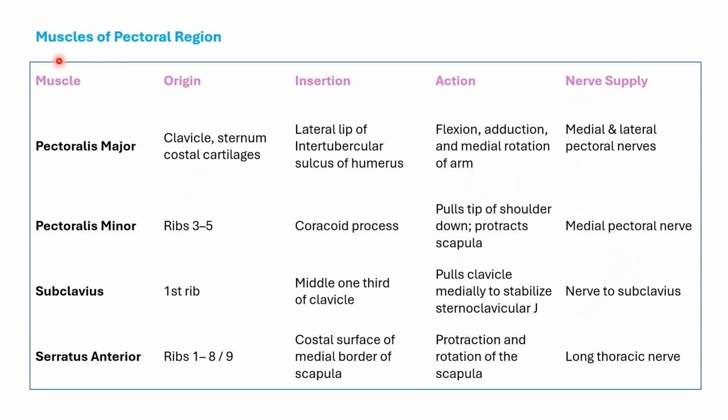Okay. Now we expand the muscles of the pectoral region. There are 4 muscles: pectoralis major, pectoralis minor, subclavius and serratus anterior. Pectoralis major originates from the clavicle, sternum and costal cartilage. Pectoralis minor originates from ribs 3 to 5. Subclavius originates from the first rib, and serratus anterior originates from ribs 1 to 8 or 9.